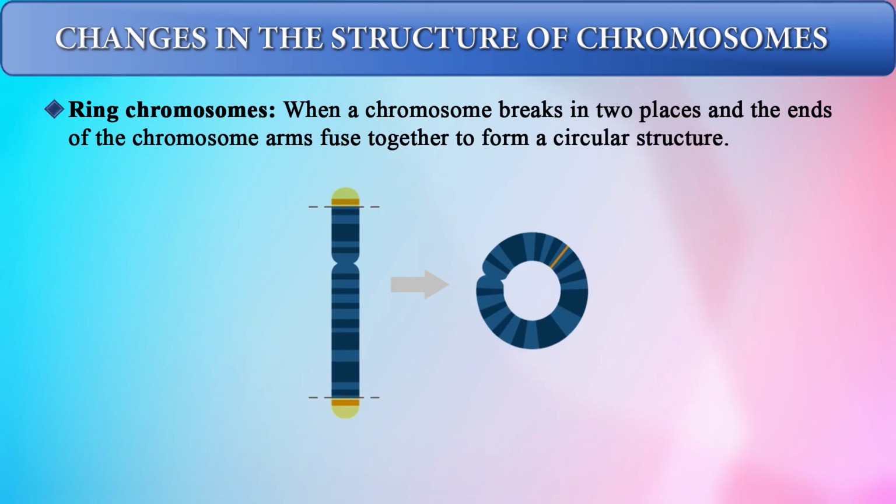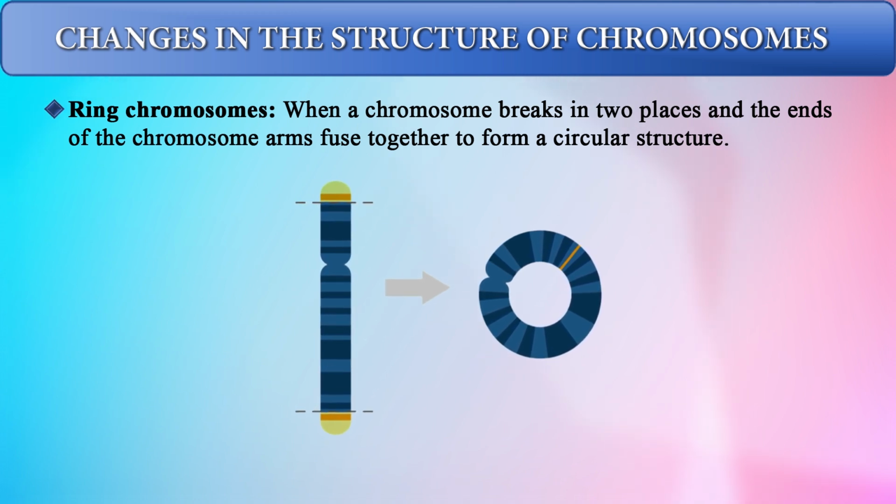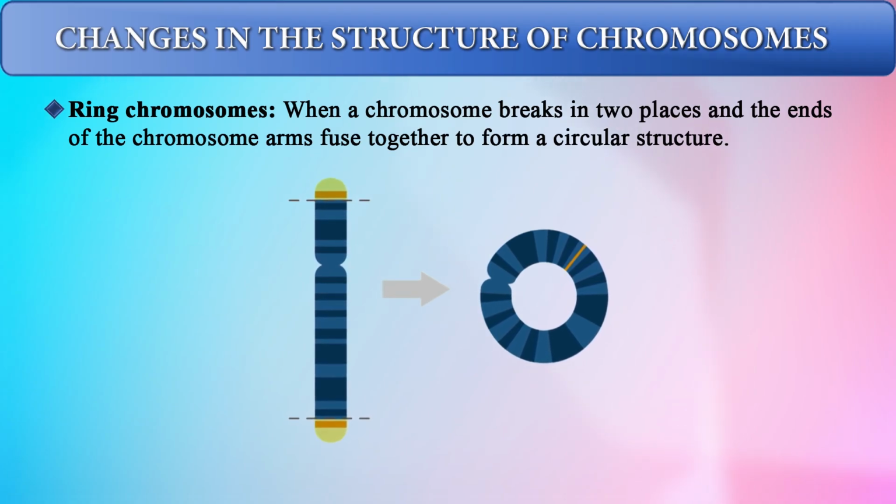Ring chromosome. This is when a chromosome breaks in two places. Here it is breaking at the top and also at the bottom, and then the ends fuse together to form a ring or circular structure. Here again the genetic material can be lost. So now we have discussed the mutations.